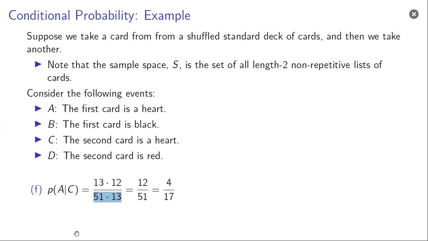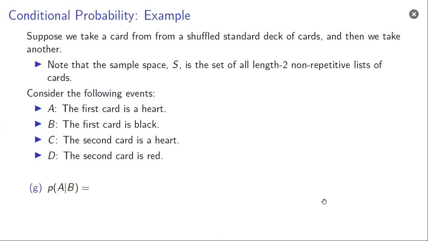Now, the number of total possible outcomes for this example: we are given C, meaning the second card is a heart. So we have 13 different options for the second card, and then we have 51 different options for the first card, because we cannot duplicate. So what we have is 12 divided by 51, or 4/17.